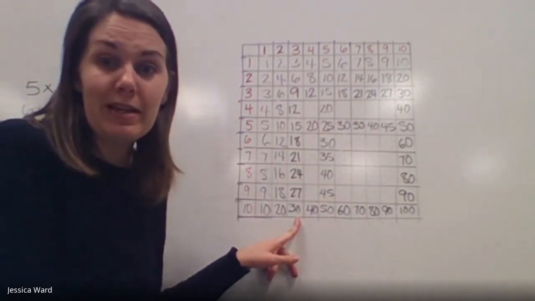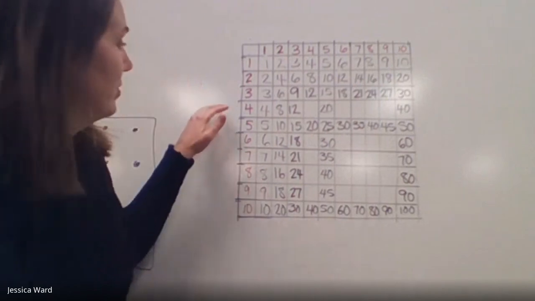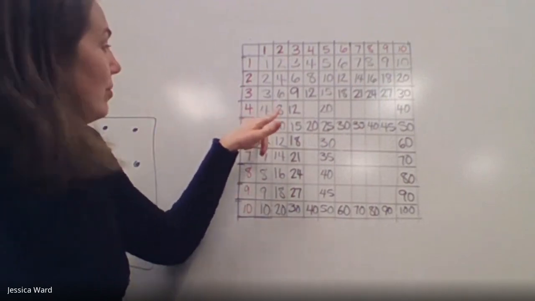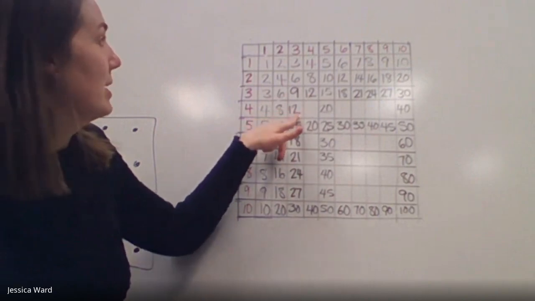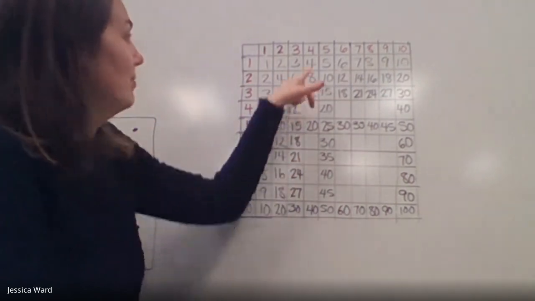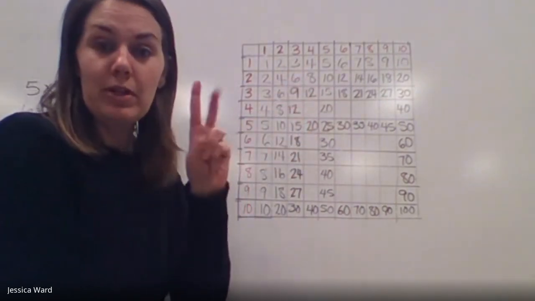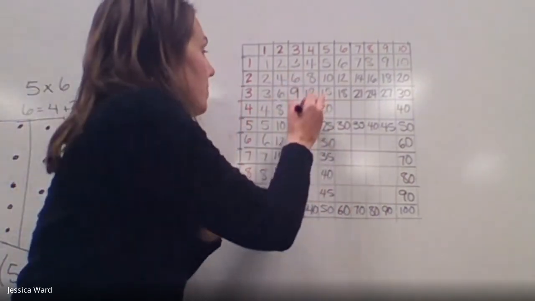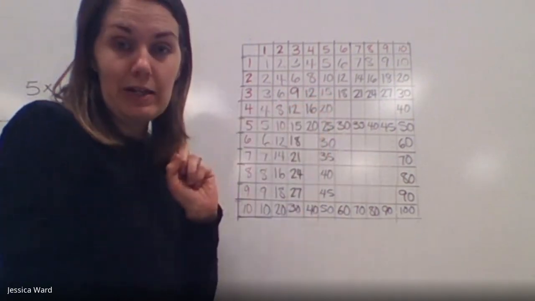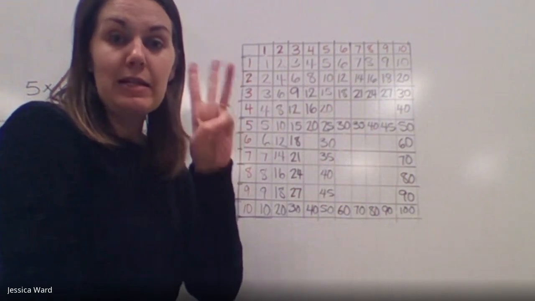All right, but wait, that's not all. We also learned 4s today. So we have 4 times 1 is 4, 4 times 2 is 8. Now we have 4 times 3 is 12. I'm going to add 4 more to 12 to get me 4 times 4. So 12, 13, 14, 15, 16. 4 more should get me to 20. Let's double check that I did it right. So 16, 17, 18, 19, 20.